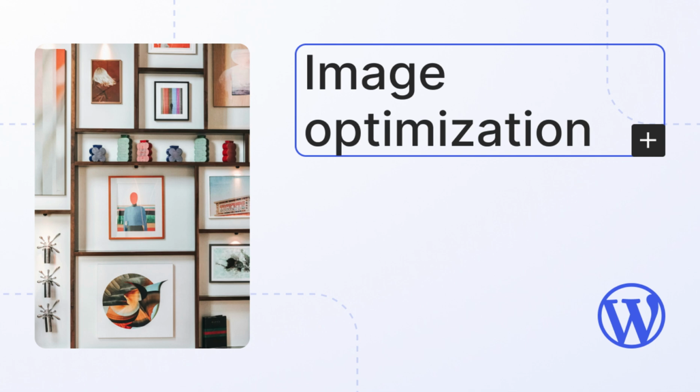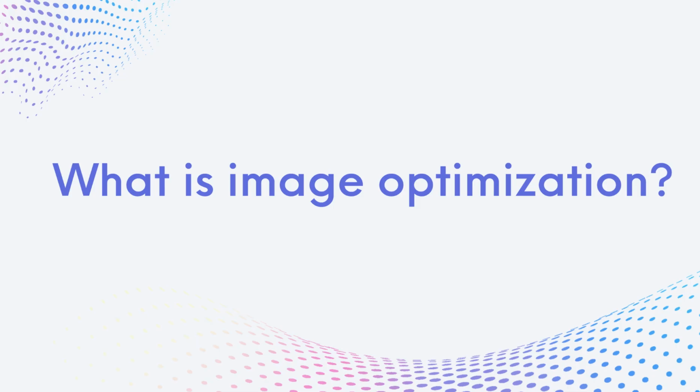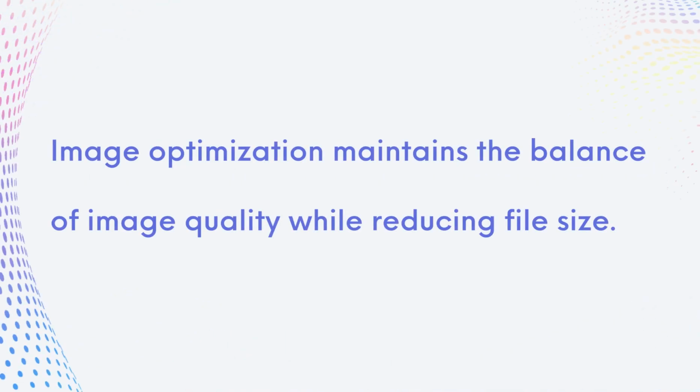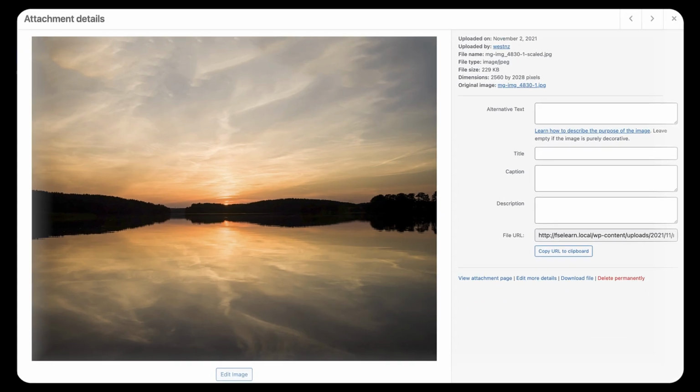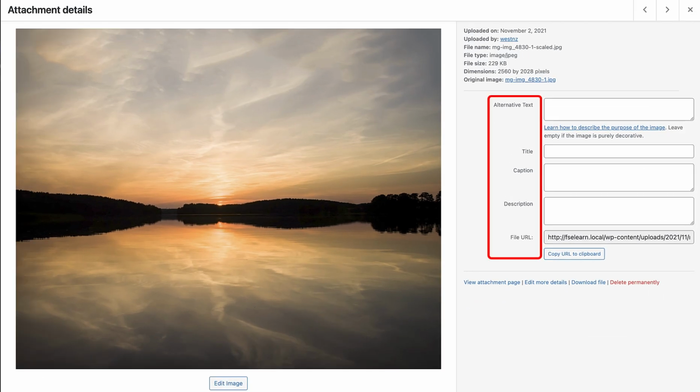This lesson is all about image optimization. But you might be asking, what is image optimization all about? Image optimization maintains the balance of image quality while reducing file size. It is the process of delivering high quality images in the ideal format, size, and resolution to increase user engagement. It also involves accurately labeling images so search engines can read them and understand page content.